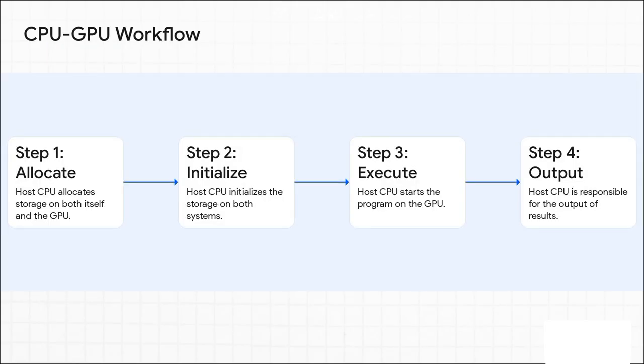So how does this dance actually work? It's basically a 4-step shuffle. First, the main CPU has to set aside memory for the problem on both itself and on the GPU. Step 2, it has to physically copy all the data it needs over the wire to the GPU's memory. 3, it kicks off the calculation on the GPU. And then finally, when all the heavy lifting is done, the CPU has to copy the results back. And you better believe every single one of those copy steps is a potential bottleneck.